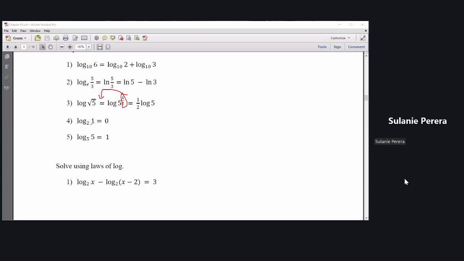And log of 1 in any base is 0, because 2 to the power 0 is 1. And here log base 5 of 5 is 1.